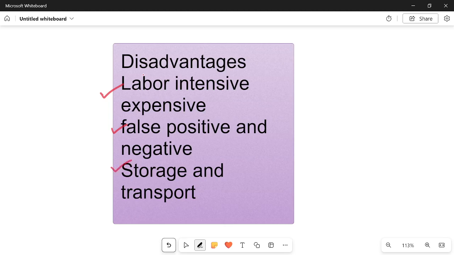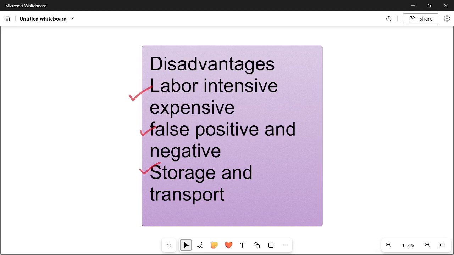Next is storage and transport. Refrigerated storage and transport is required, as we know that antibody is a protein, and the antibody is unstable, so it requires proper storage and transportation. That's refrigerated storage. So this was a short and quick video on ELISA.